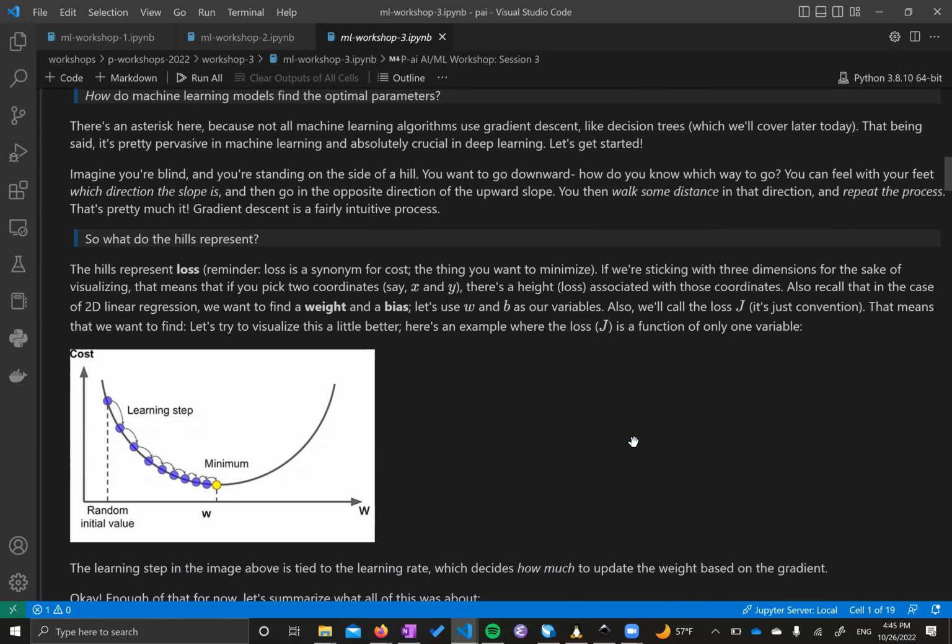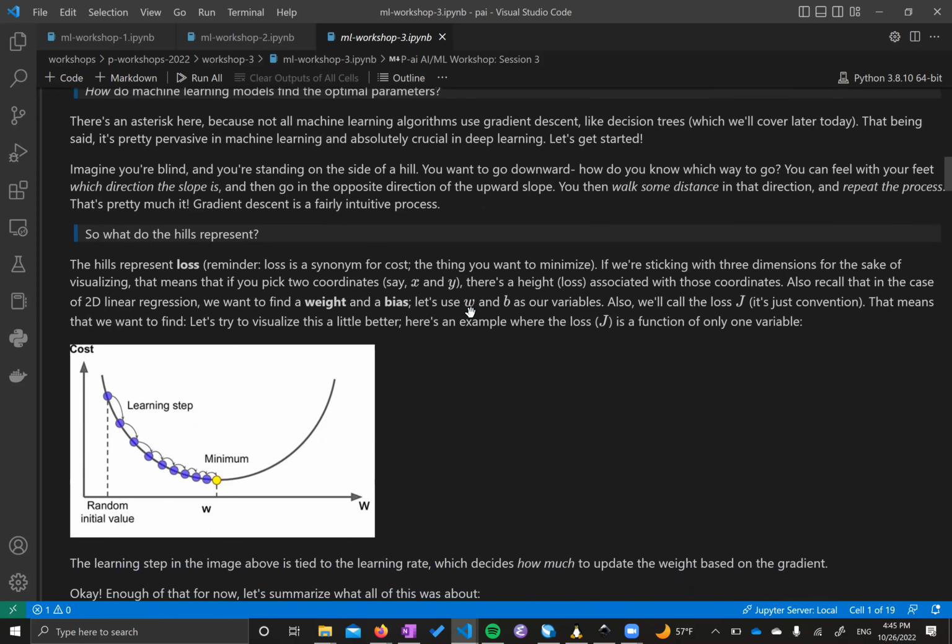So just some terminology. We use weights and biases as our variables, W and B. And a term for loss is J. This is just a convention. You'll also see E sometimes, like error.